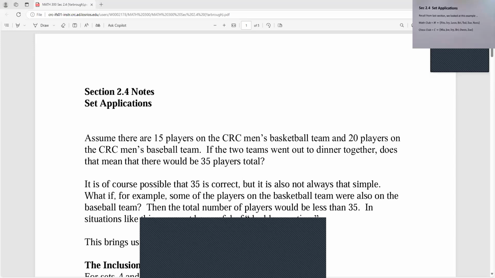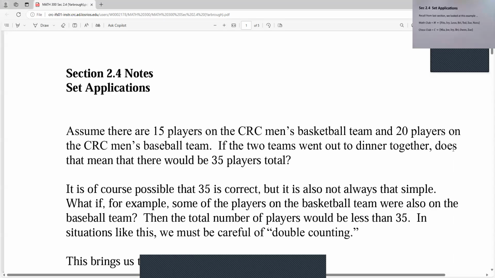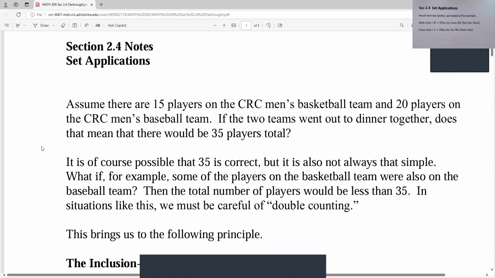I'd like to start off looking at our notes here. Let's assume there are 15 players on the CRC men's basketball team, and there are 20 players on the CRC men's baseball team. If the two teams went out to dinner together, does that mean there would be 35 players total? There's 15 players on one team, there's 20 players on the other. Well, 15 plus 20 makes 35. Is it for certain there would be 35 players total?